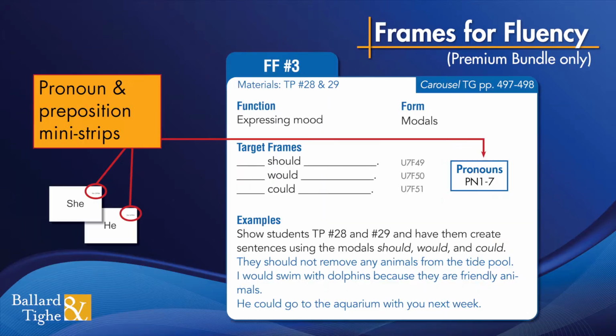For some frames, we have provided mini-strips with pronouns and prepositions to help students create their responses. These mini-strips are found behind the Other tab in the box of sentence frames. Display these strips before you begin and instruct students to use them to help them craft their responses.